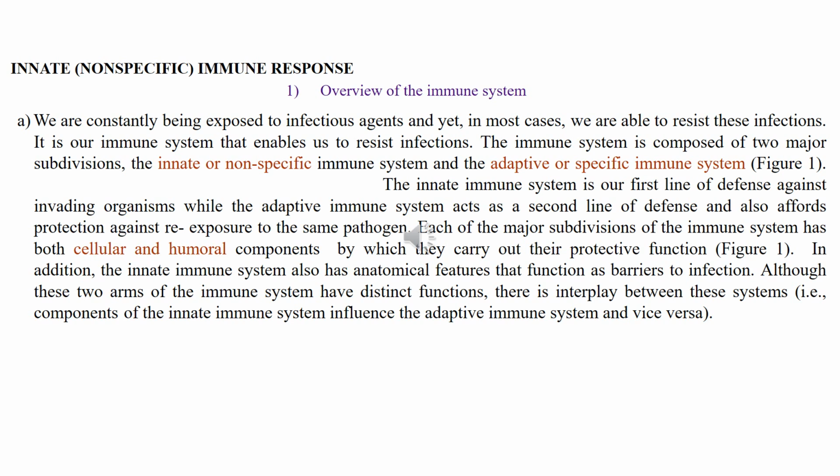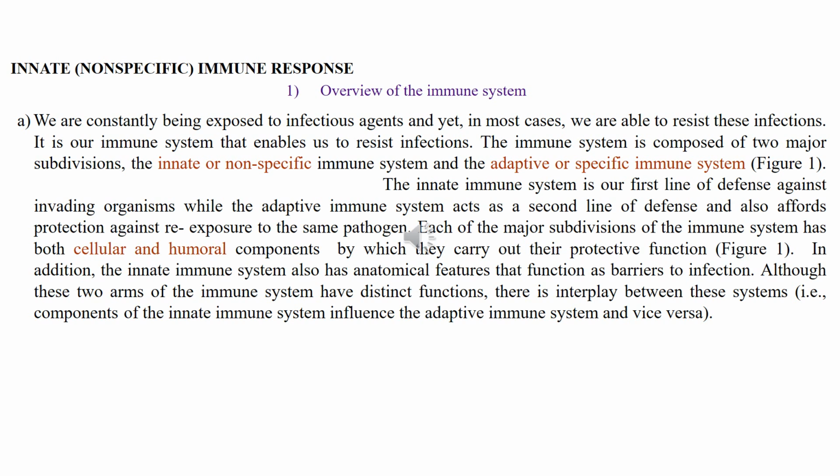Each of the major subdivisions of the immune system has both cellular and humoral components, by which they carry out their protective functions. In addition, the innate immune system also has an anatomical feature that functions as a barrier to infection. Although these two arms of the immune system have distinct functions, there is interplay between these systems. The components of the innate immune system influence the adaptive immune system and vice versa.